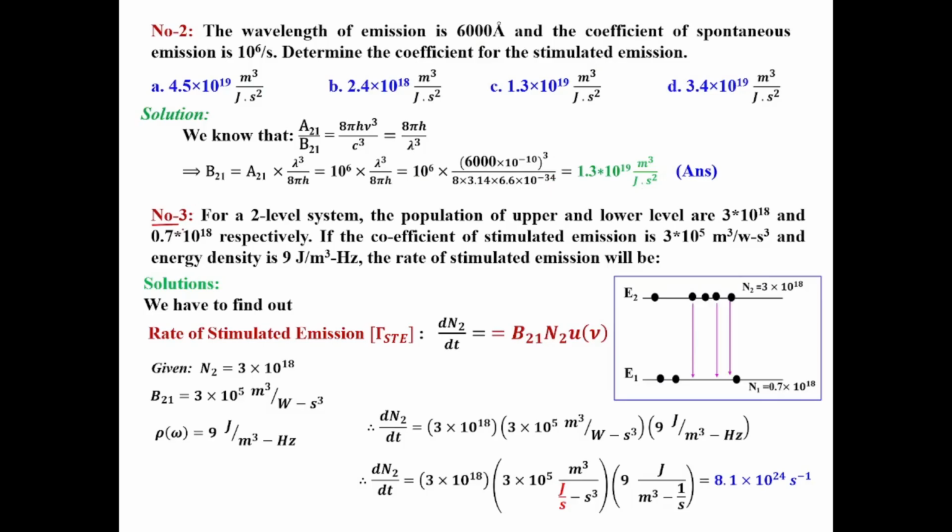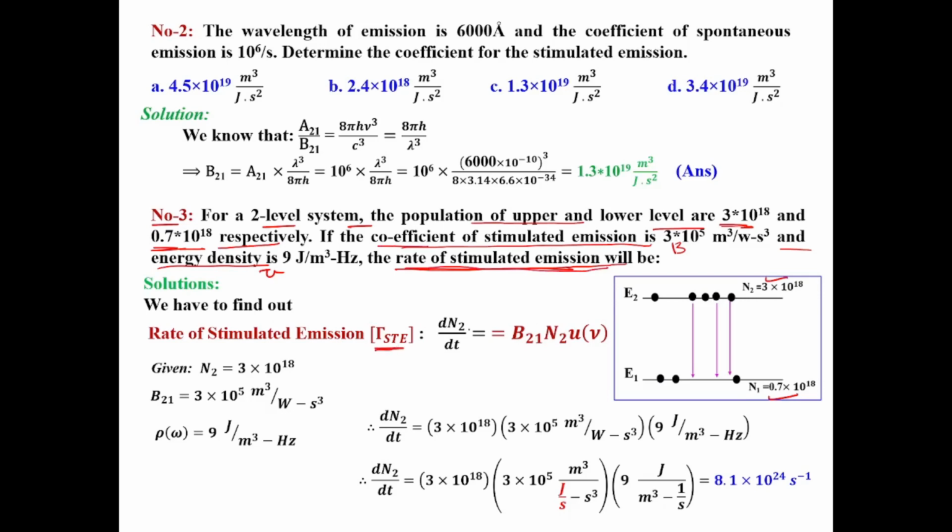In question number 3, it is given that for a two-level system, the populations of the upper and lower levels are 3 into 10 to the power 18, and in the lower level 0.7 into 10 to the 18 respectively. If the coefficient of stimulated emission, that means B, is given, and the energy density, that means U, is given, the rate of stimulated emission will be... here the coefficient is given, and the rate of stimulated emission is asked. That means we have to find gamma STE.